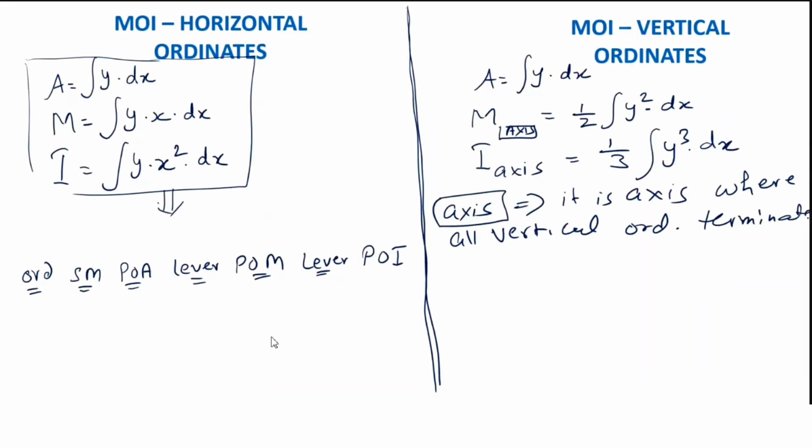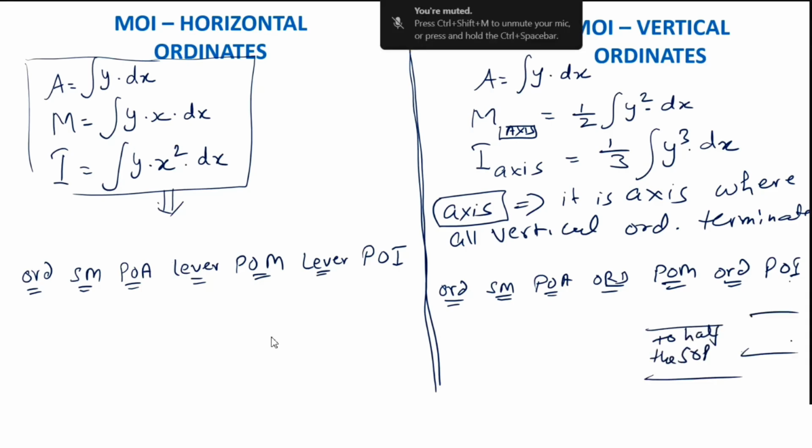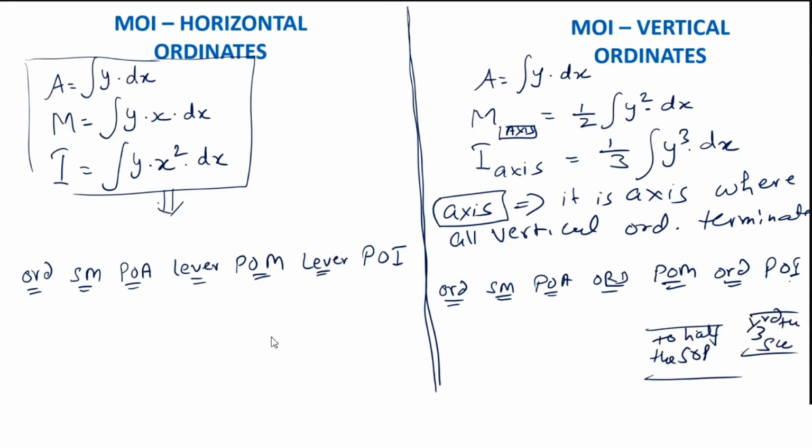And based on the above, the structure of the table would be: you will have the ordinate, you will have the Simpson's multiplier, you will have product of area, you will repeat the ordinate, you will get product of moment, you will repeat the ordinate, you will have product of inertia. Please remember to half the SOP and here 1/3 the sum. And this is, you make one half the sum. So that is to account for 1 by 2 and 1 by 3. I hope with this difference, one against the other, it's clear now, beta.